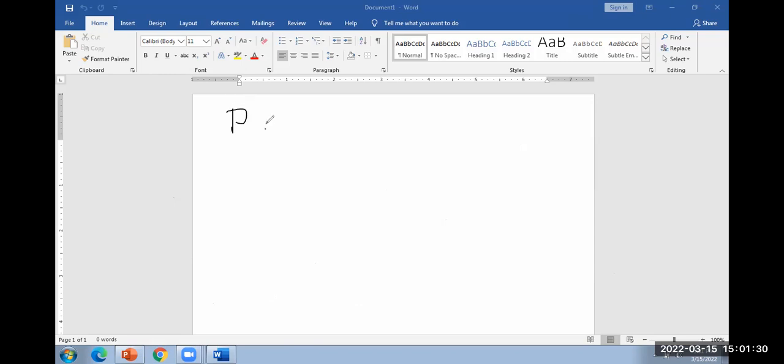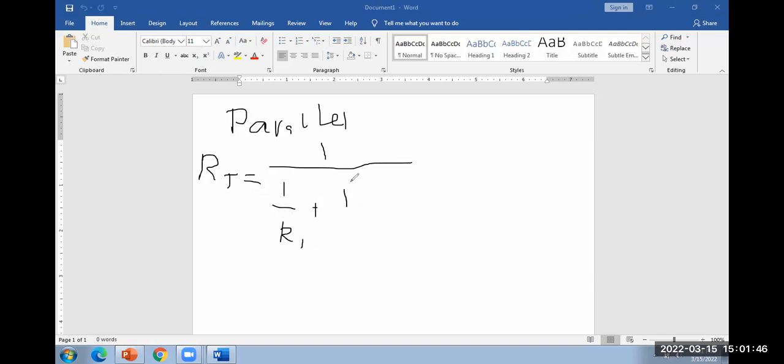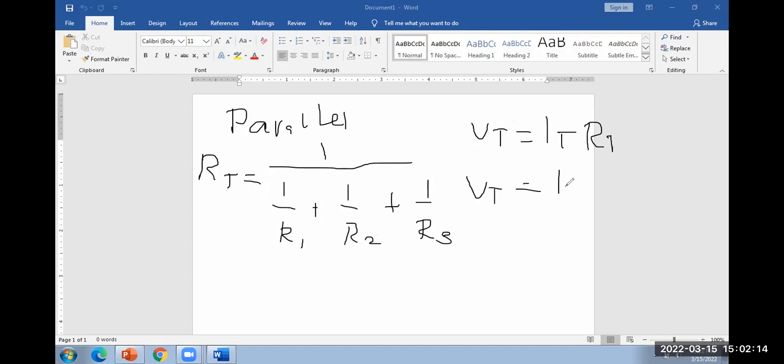Kapag parallel naman, so RT is equivalent to 1 over R1 plus 1 over R2 plus 1 over R3. Di ba? Tapos dito naman, dahil nakaparallel tayo, pare-parehas naman yung voltage. So VT is equivalent to IT times RT. Kung sabi nga natin pare-parehas, VT is equivalent to V1 equal to V2 and equivalent to V3.